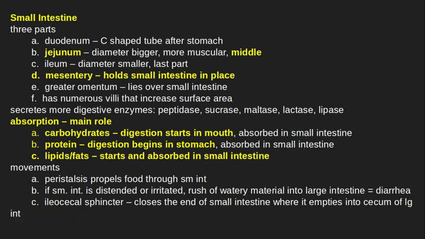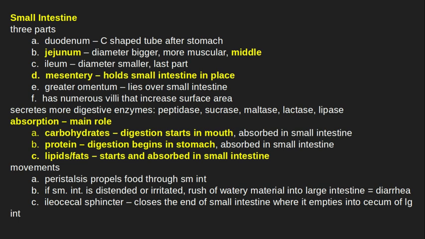All right, notes on small intestine and large intestine. So, as far as your small intestine, it has three parts. You have the duodenum, this is C shaped. You have the jejunum, which is in the middle. The diameter is bigger here and it's more muscular. Ileum is the smaller one as far as diameter, it's the last part.